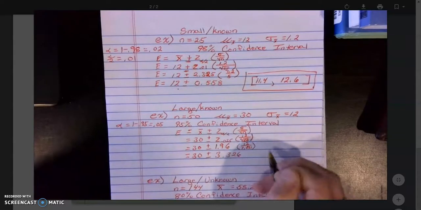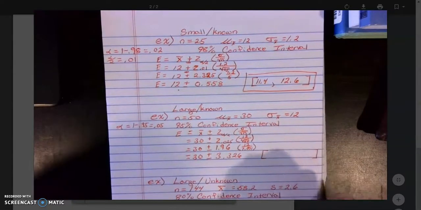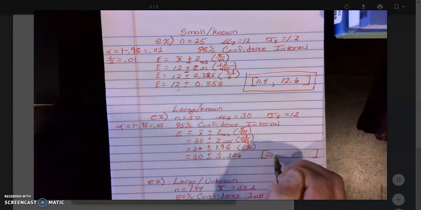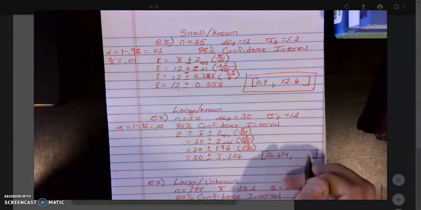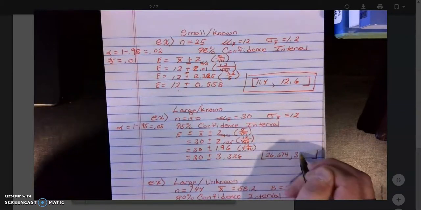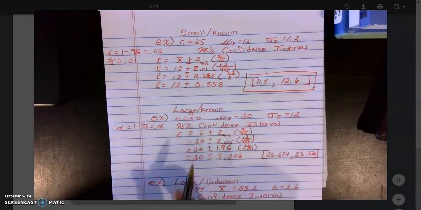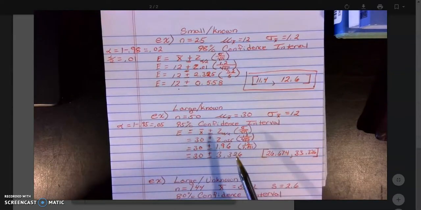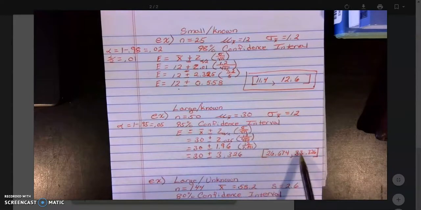3.326. And we can say that our confidence interval is going to be 30 minus this, and then 30 plus this. 30 minus it is going to be 26.674. Add that to 30, we get 33.326, and we can say that we have a 95% confidence that if we were to select a sample mean, that it would fall between here and here.